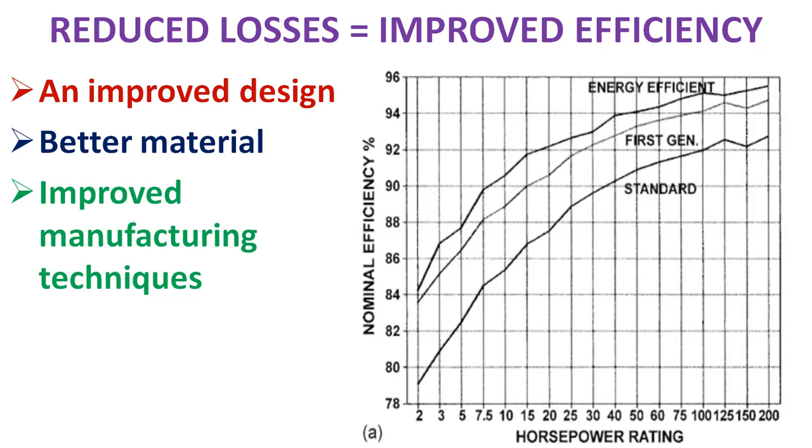Efficiency comparison for standard and high efficiency motors is seen here. Whereas the standard motor has normal efficiency for the same horsepower rating of 10 HP, you have 90% efficiency for energy efficient motors. Whereas for standard motors, it is just over 84%. Those are typical energy efficiency figures that we see.